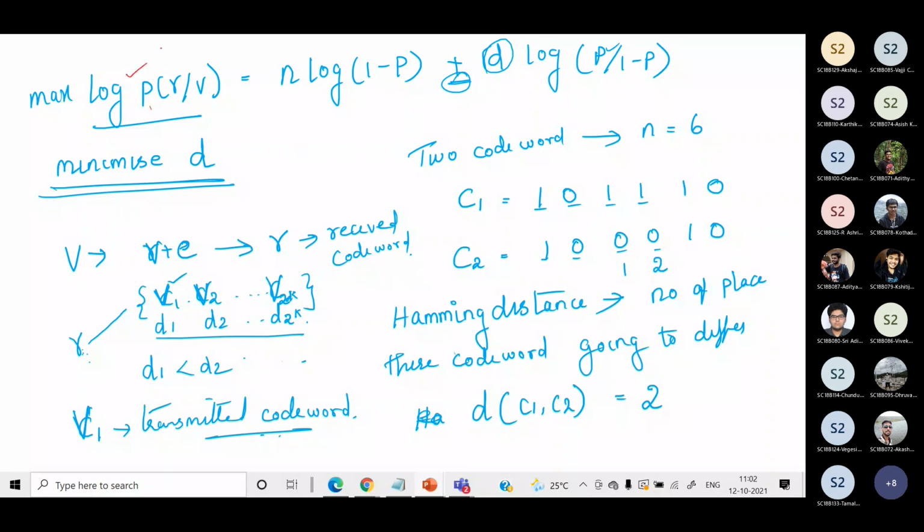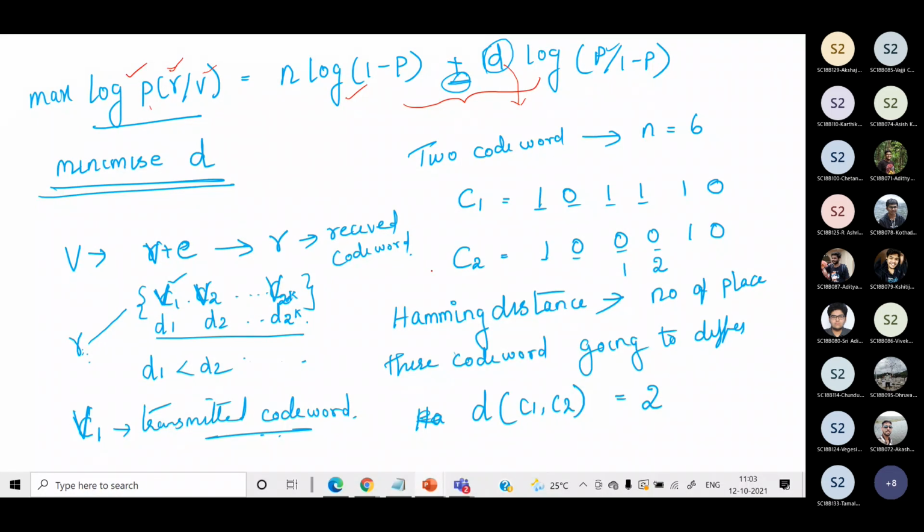So if I want to maximize this P of R given V, I have to minimize this subtraction. This value is constant, this value is constant, and the only factor is d. This d we call the Hamming distance. So maximizing log of P of R given V means I want to minimize the distance between the received vector and the code vectors. If I can minimize this distance, it is equivalent to maximizing P of R given V.